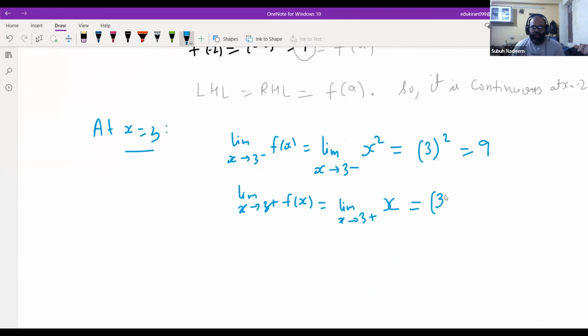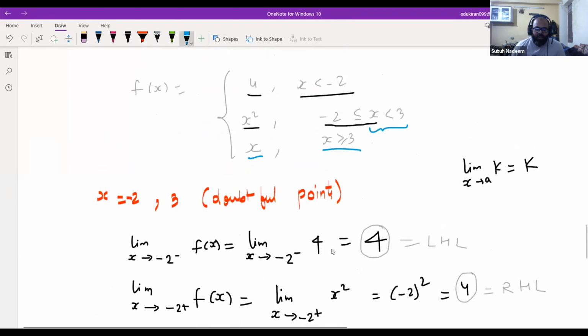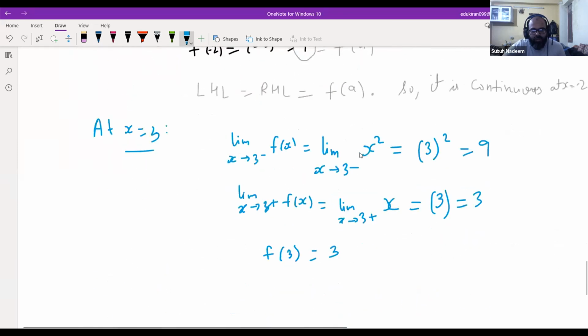So 3 you will put in place of x, you will get 3 only. And f of 3 will also be 3. That is, this is included now. X greater than or equal to 3, x is there. So at 3 also it is x. So this will be 3.